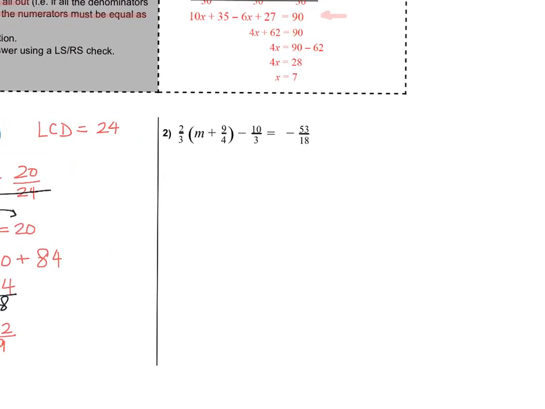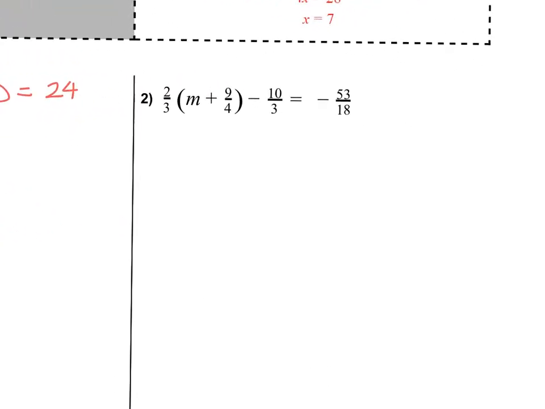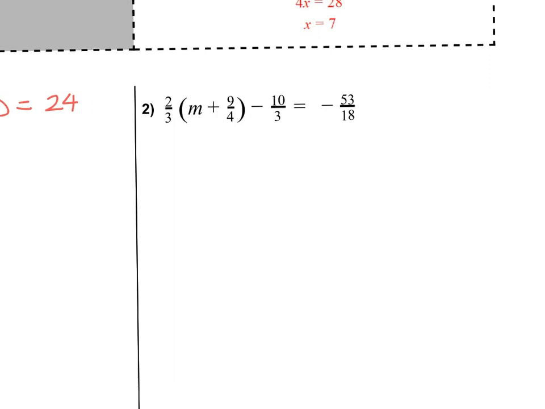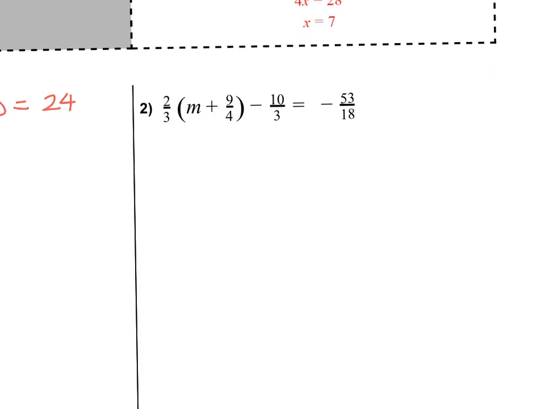Now let's look at another example, question number 2. I'm just going to zoom in. Okay, so same thing we do here. We multiply everything outside the brackets with everything inside the brackets. So this gets multiplied by this and this. So this turns into, remember the rule again, change this into a fraction, multiply the numerator with the numerator and denominator with denominator. So this turns into 2m over 6 plus 18 over 12 minus 10 over 3 equals negative 53 over 18.